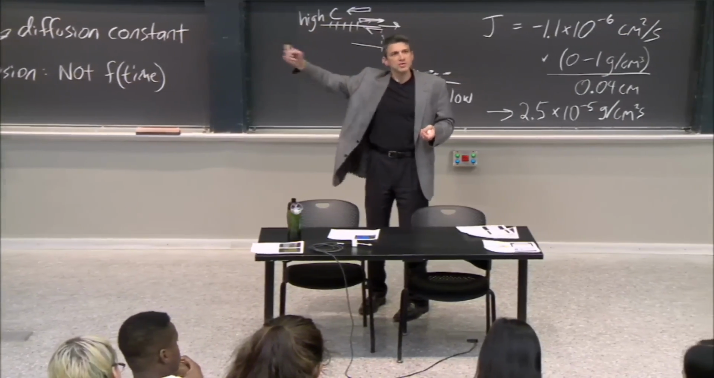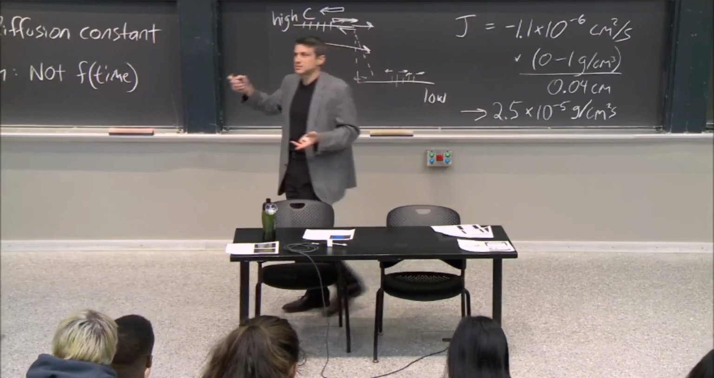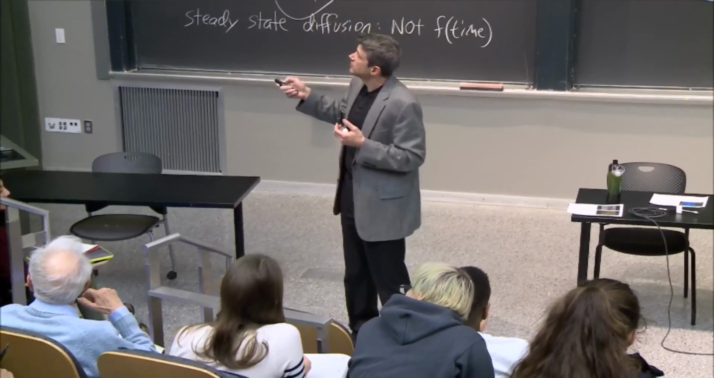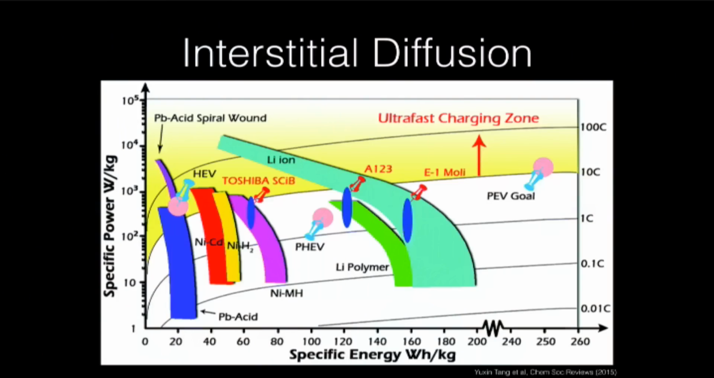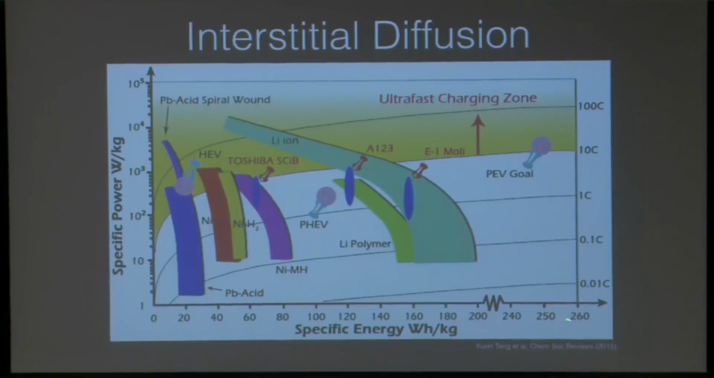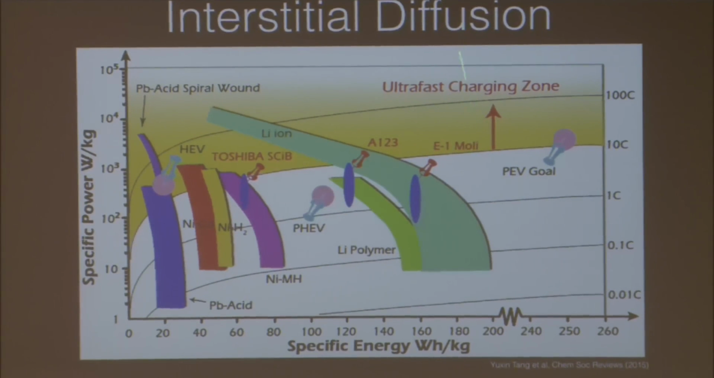But the lithium diffusion in a battery material is related to the charge time, right? So if you plot, like here's another paper from a few years ago, right? If you plot materials, now here's the specific power, and so that's how much power, watts per weight. Here's the watt hours, so that's the energy per weight, right? And this is the charge rate. This is the charge rate. And notice, you want it to be very, very fast charging.